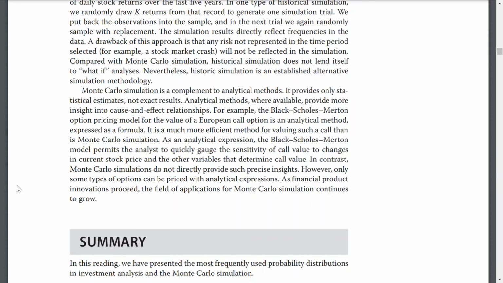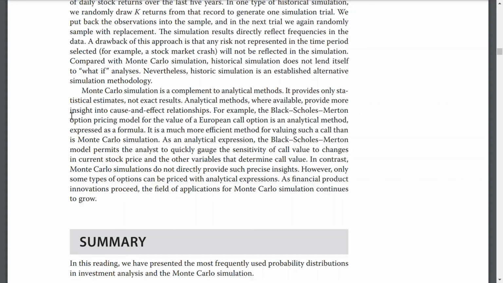However, only some types of options can be priced with analytical expressions. As financial product innovation proceeds, the field of application for Monte Carlo simulation continues to grow.